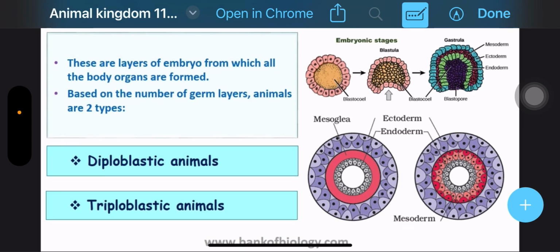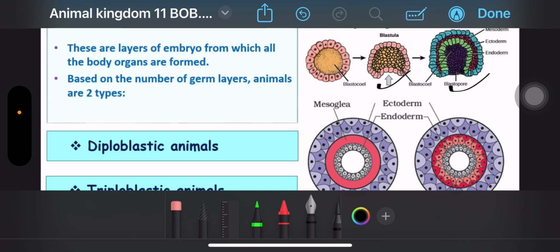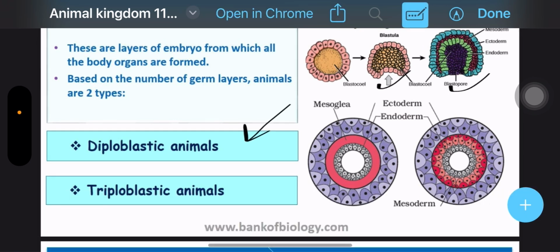These are layers of the embryo from which all the body organs are formed. After fertilization, a zygote is formed. The zygote develops as an embryo, like a blastula, and gastrulation takes place. Finally the fetus will be formed. From the germ layers the whole body is formed in animals. So there are two kinds: diploblastic and triploblastic.